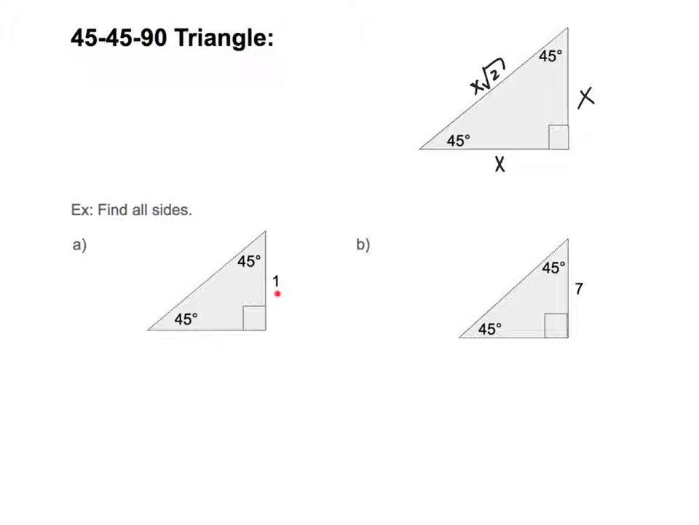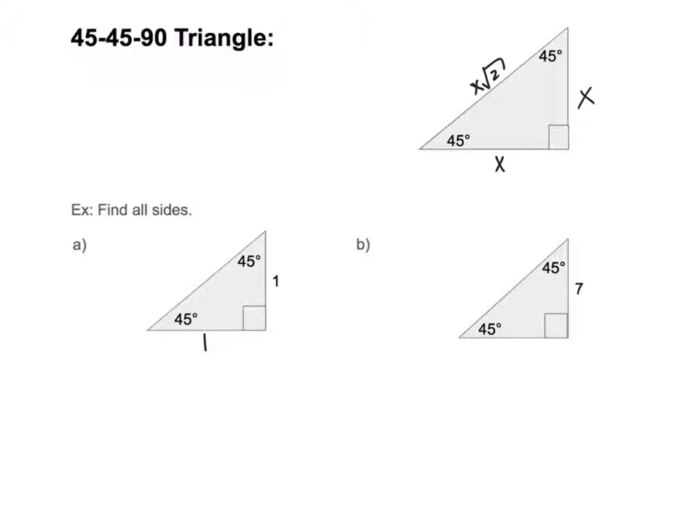With this problem, one side is 1, so this side here would also have to be 1. If I wanted to find this side, I could plug 1 in and multiply that by the square root of 2. But I want to show you real quick how you can find the hypotenuse using the Pythagorean theorem.